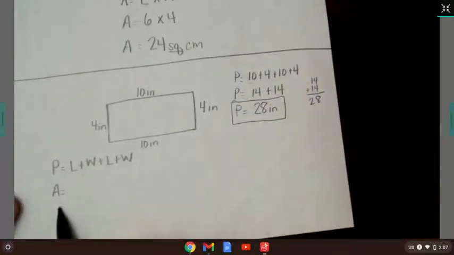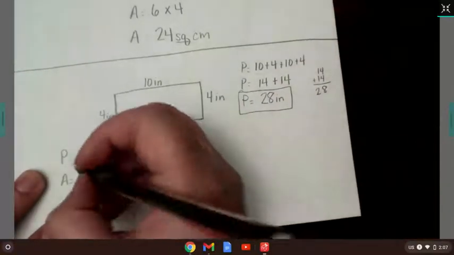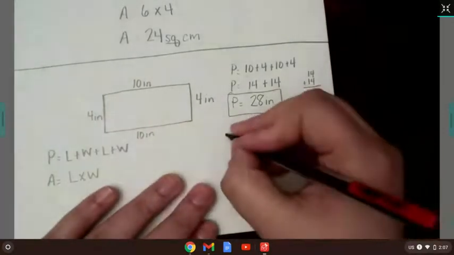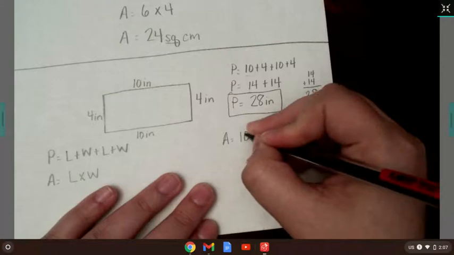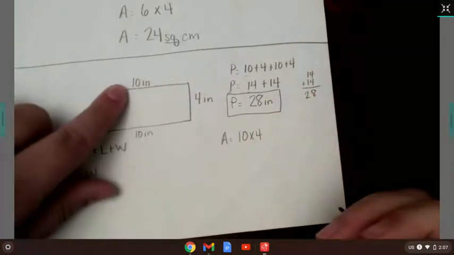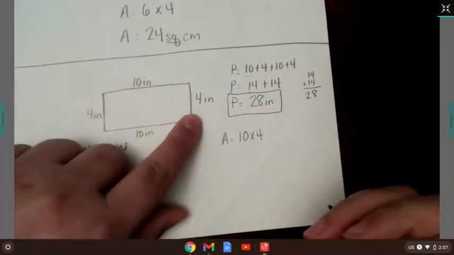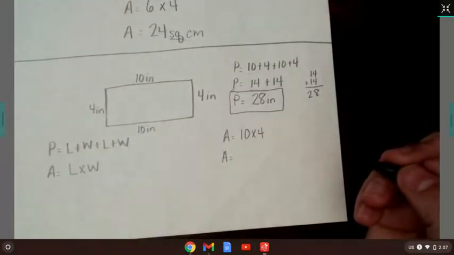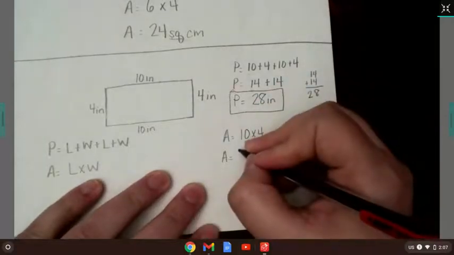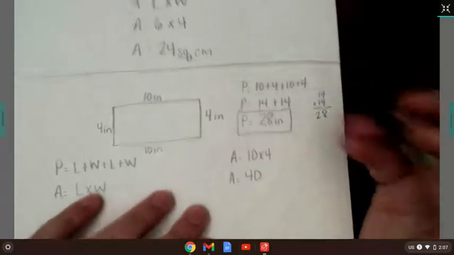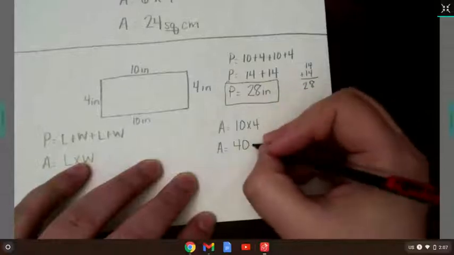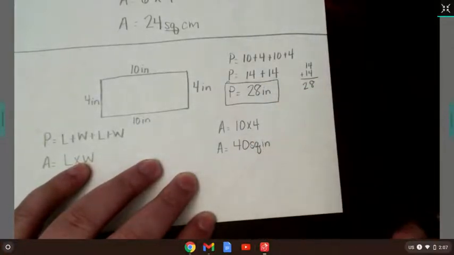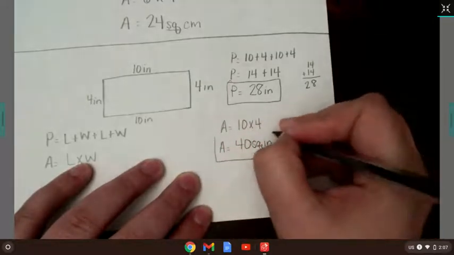Now I've also asked for area. Remember, the formula for area is length times width. So A equals 10 times 4, because my length is 10 and my width is 4. We've got to know our multiplication facts. 10 times 4 is 40. And remember, we can't forget the square. So it's going to be 40 square inches, and SQ stands for square. So there is our area.